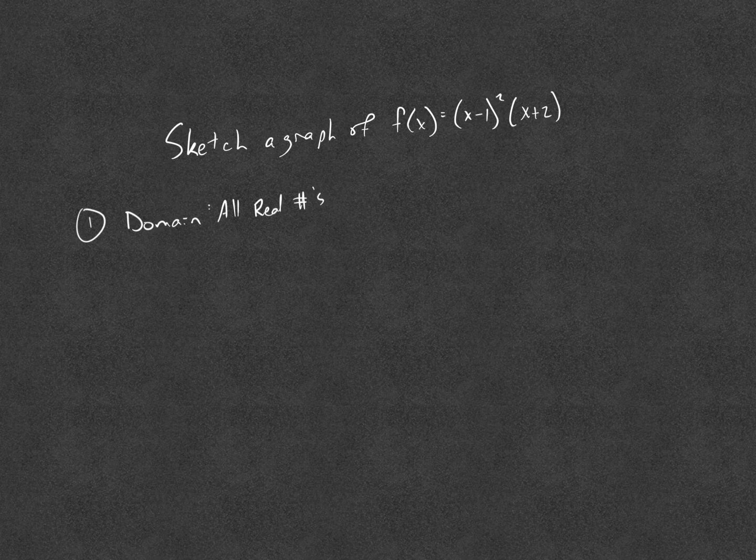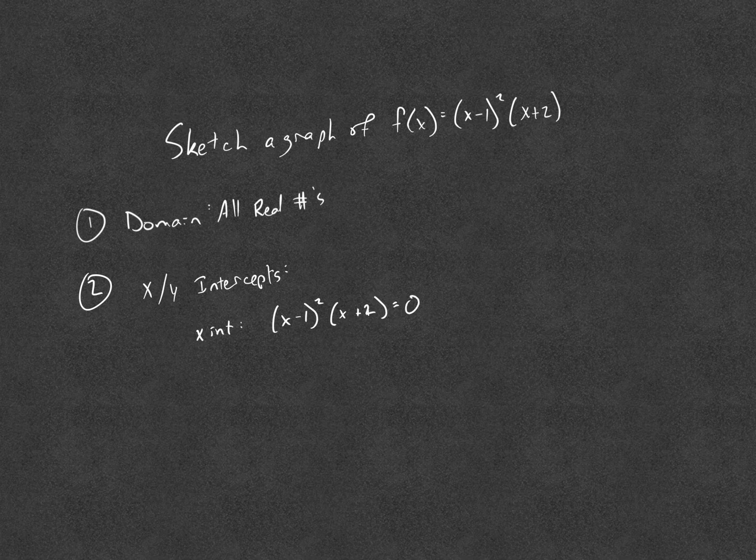Step 2, x and y intercepts. I'll do the x-intercepts first. We're going to set the equation equal to 0 and solve. Now, they were nice enough to give us this one factored. Set it equal to 0 and solve. Since it's already factored, I can see that my 2 solutions are positive 1 and negative 2.